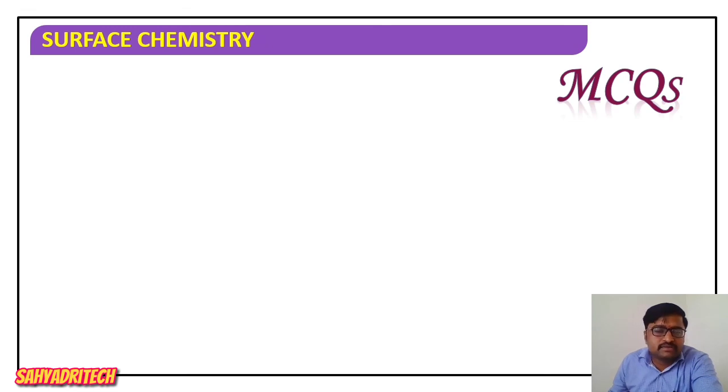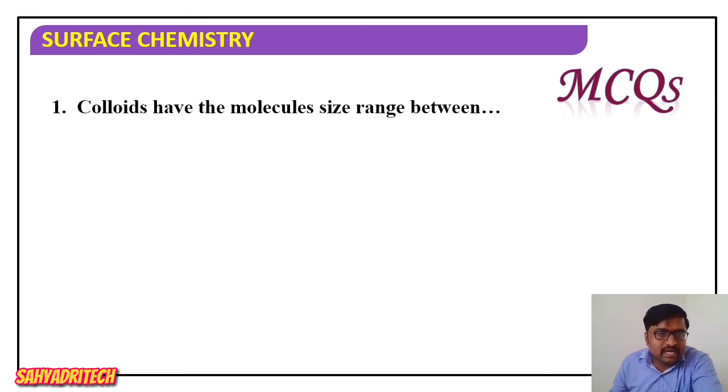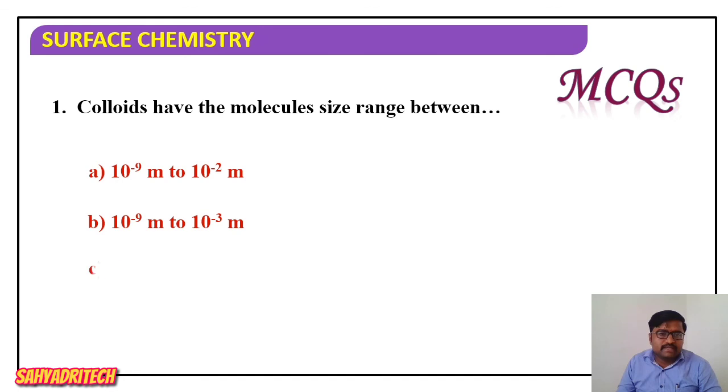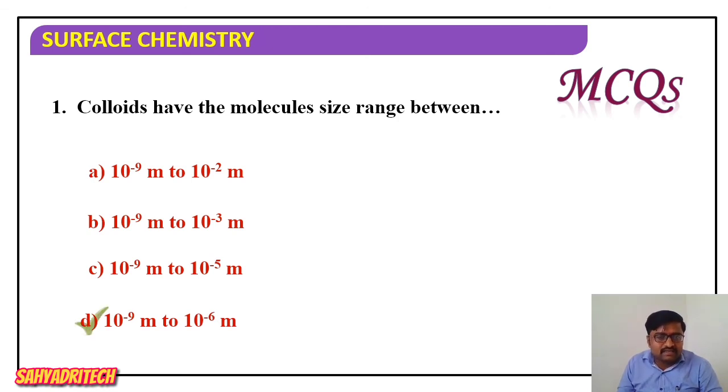Now coming to the MCQs. The first one: colloids have the molecular size range between. If I consider colloidal particles, what is the size of the particles? First option, 10 raised to minus 9 meter to 10 raised to minus 2 meter. Second, 10 raised to minus 9 to 10 raised to minus 3 meter. Third, 10 raised to minus 9 to 10 raised to minus 5 meter. And the fourth, 10 raised to minus 9 to 10 raised to minus 6 meter. What is the answer here? D is the right choice, 10 raised to minus 9 meter to 10 raised to minus 6 meter.